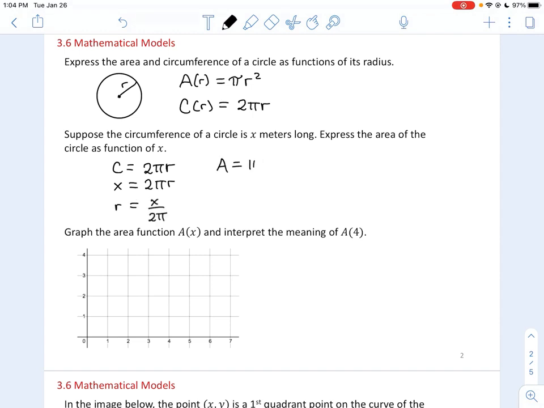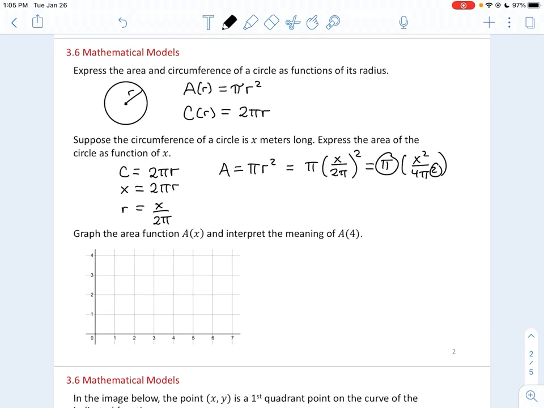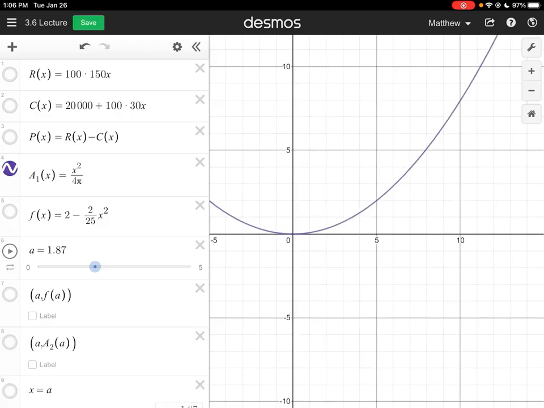And the area is pi r squared. But I'm going to replace the r with x divided by 2 pi. Now I can simplify that by squaring top and bottom, so it's pi times x squared over 4 pi squared. And when you square 2 pi, make sure you square the 2 and the pi both. This pi and one of these pi's here is going to cancel, so I can get that the area as a function of x is equal to x squared over 4 pi. Now we're supposed to graph this area function A of x and interpret the meaning of A of 4.